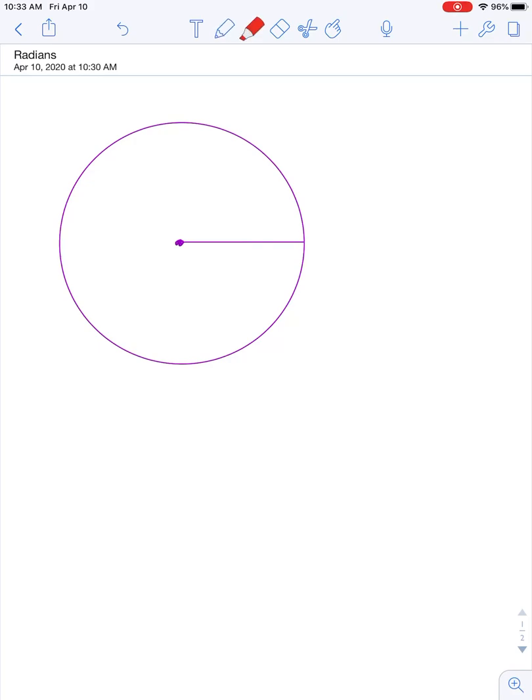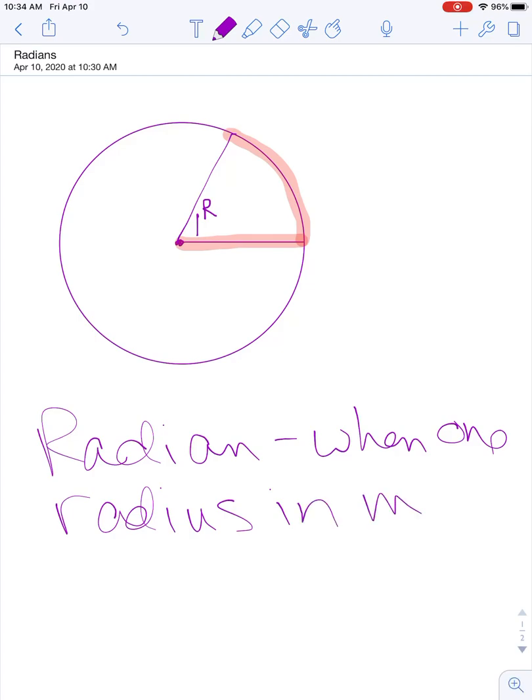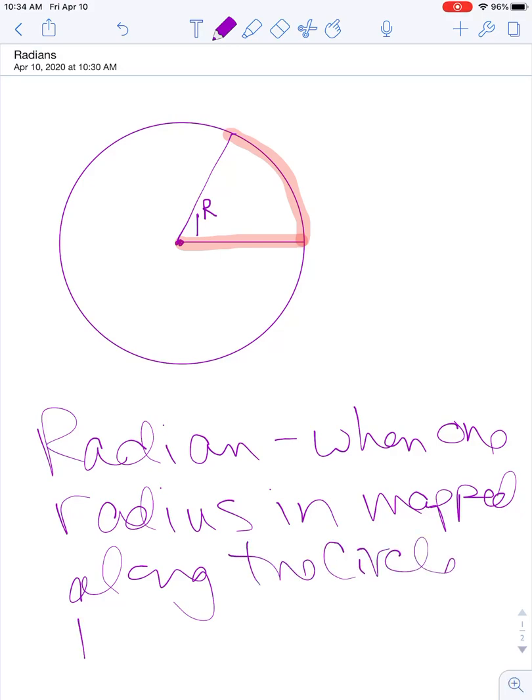If I take the length of this radius and take that same length onto the arc, so this length here is equal to the radius, the angle that is created right here is considered 1 radian. So the true definition of a radian is when 1 radius is mapped along the circle, 1 radian is the angle that's formed.